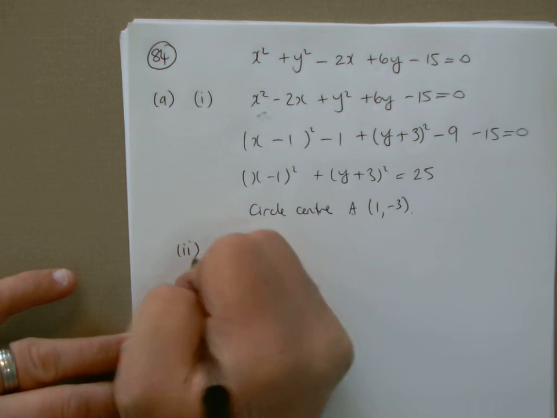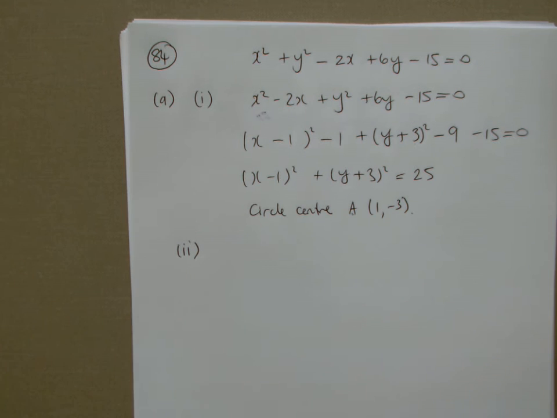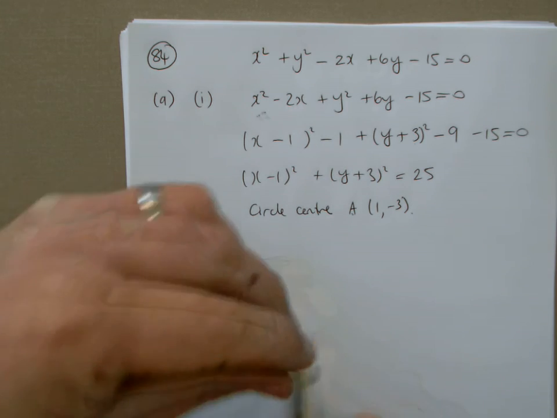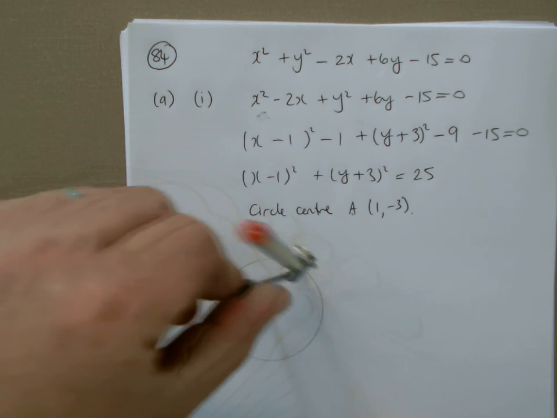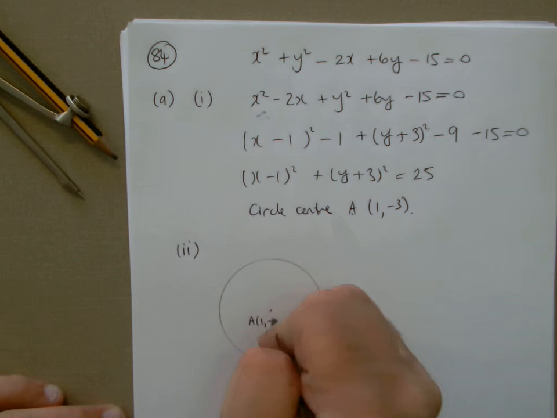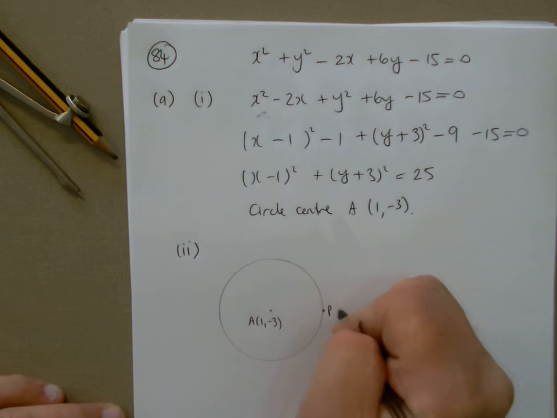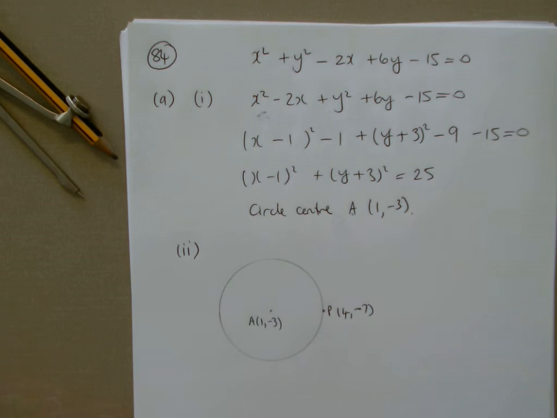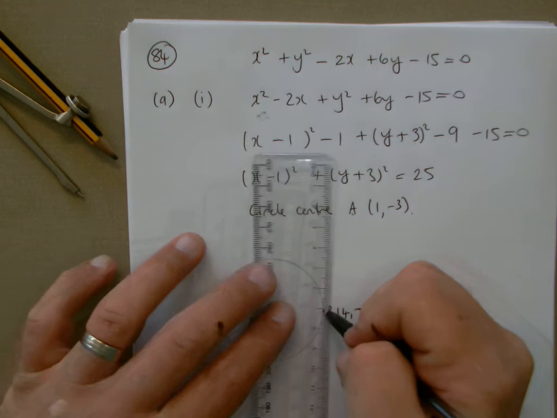Okay, so part 2 then. They say a point P has coordinates 4, minus 7 and lies on C. So what I'm going to do now is a little sketch. We know the circle centre is A, 1, minus 3, and we've got this point P, which is 4, minus 7. It says it lies on C, so it lies on the circle. And we're asked to find the equation of the tangent to C at this point P.